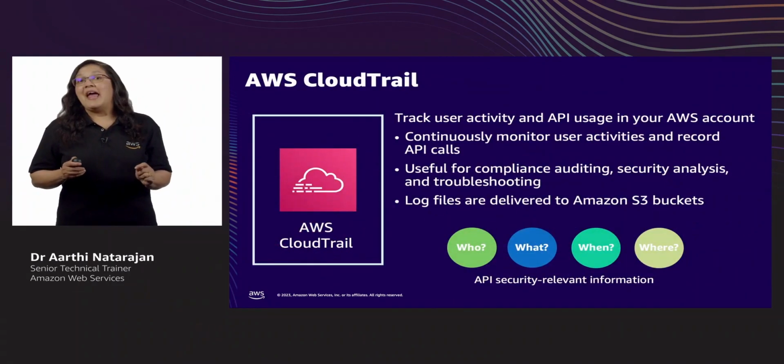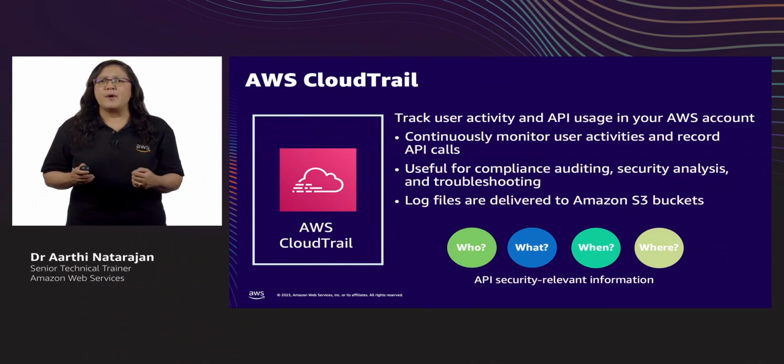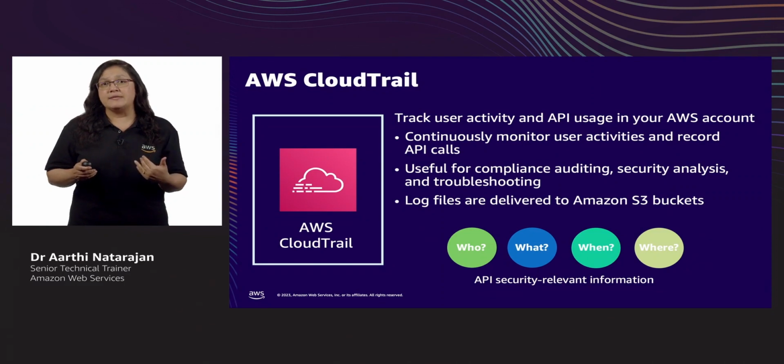Moving on to our next service, AWS CloudTrail. AWS CloudTrail is an example of a service that we can use for security auditing in our AWS account. CloudTrail enables us to track identity activity and API usage in our accounts. We can continuously monitor activities and record API calls against multiple different services in our account. We can use this for compliance, auditing, security analysis, and also for troubleshooting purposes. We can also use this to record in case we need to backtrack and understand how the access was granted.